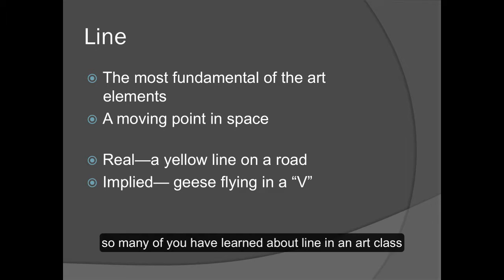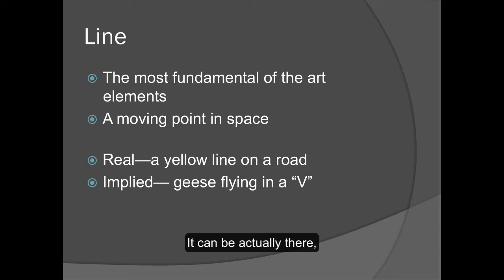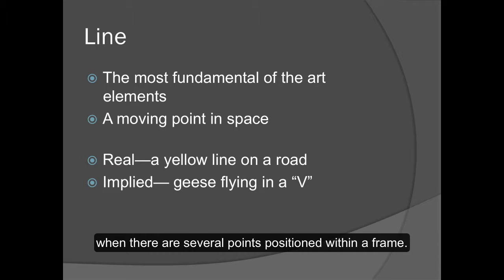Line. So many of you have learned about line in an art class where we talk about line being a path between 2 points. It can be actually there, a real line, or it can be implied. And implied just means that our mind completes that, one of those Gestalt theories of closure, where it's filled in by the mind when there are several points positioned within a frame. And it leads the viewer's eye throughout the composition.